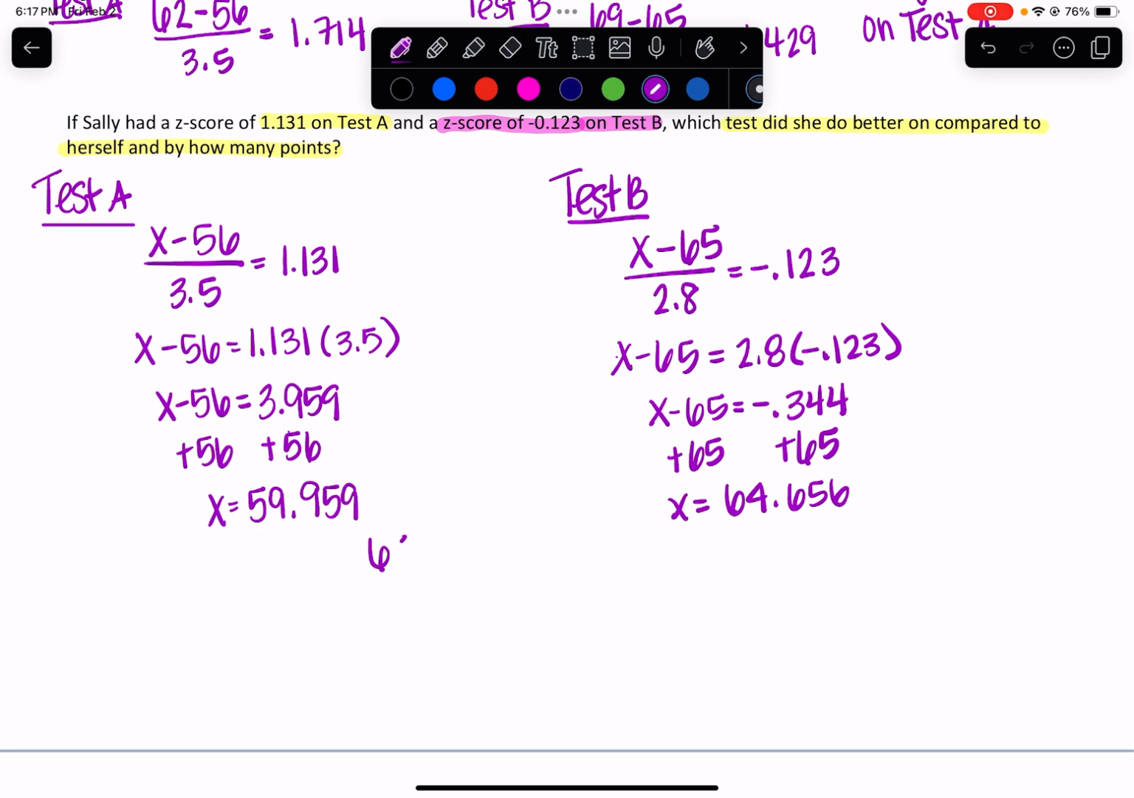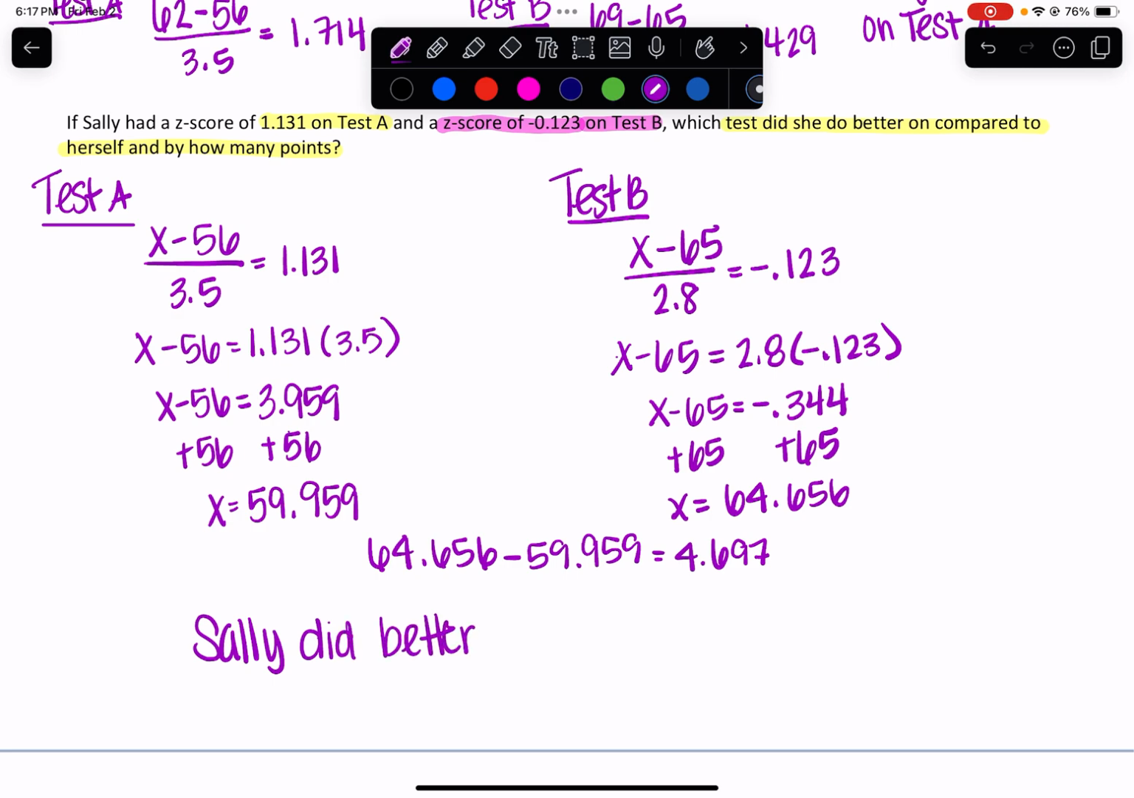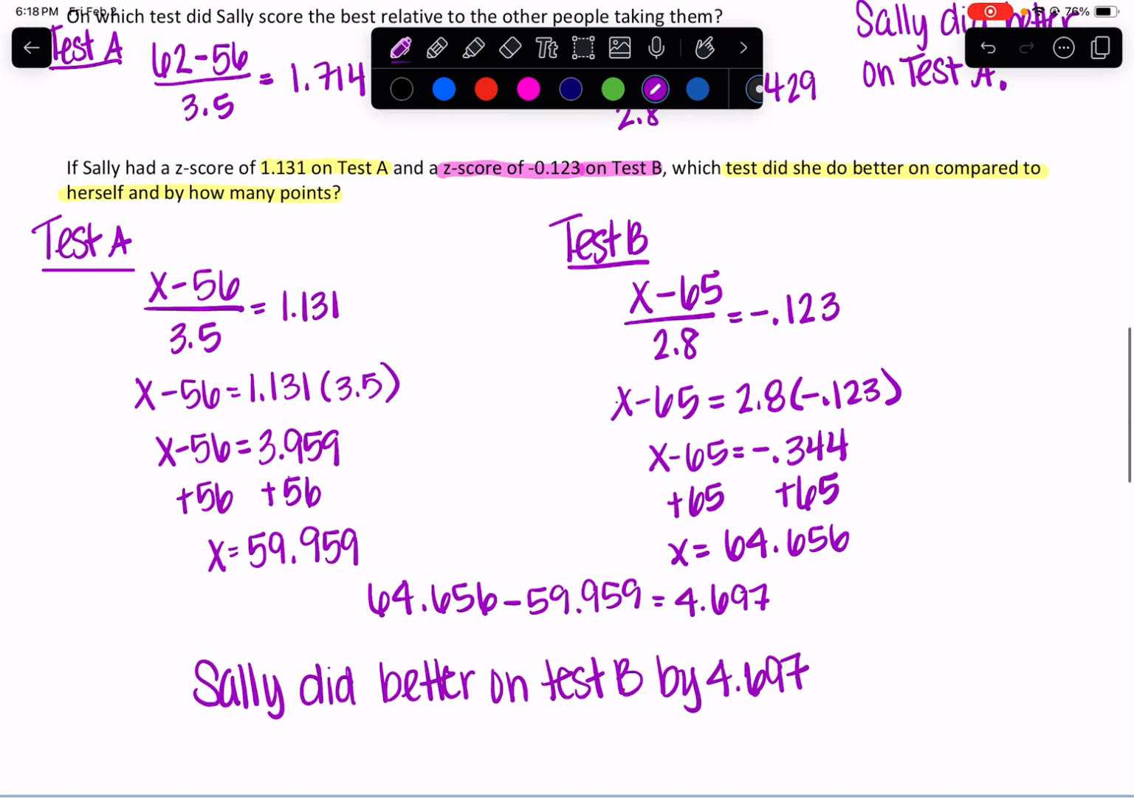Now, we're going to subtract that. So 64.656 minus 59.959, and we get that that is 4.697. So Sally did better on test B by 4.697. So we're just looking at raw score on these. And then that's all there is to it.